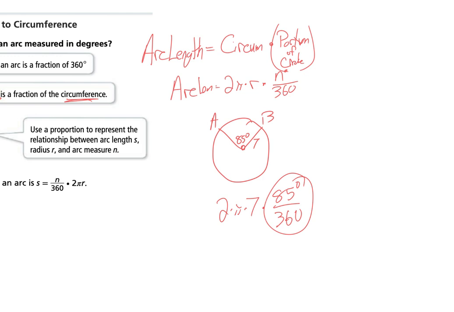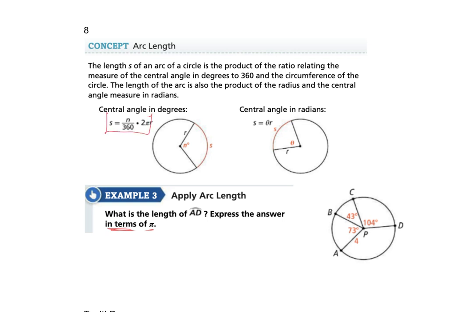So if I enter this into the calculator, I should be able to get my answer. 2 times pi times 7 times 85 divided by 360. So this arc length AB equals 10.38 units. Here's the formula I just gave you. It did the n over 360 first. We're not going to worry about radians. Radians is another way to measure angles, but we'll leave that for you to learn more about in Algebra 2 next year.